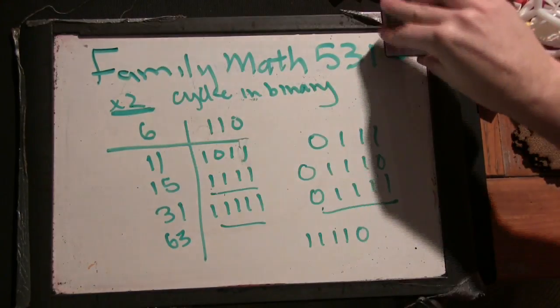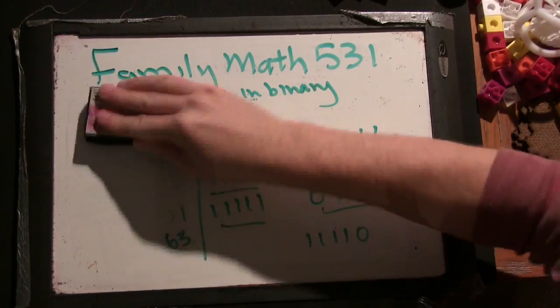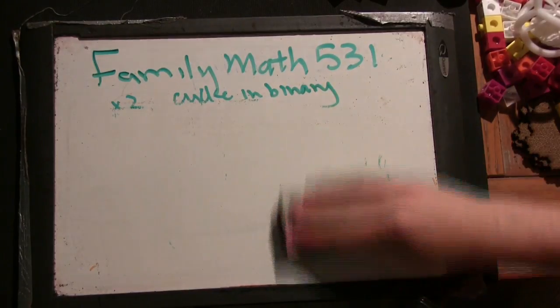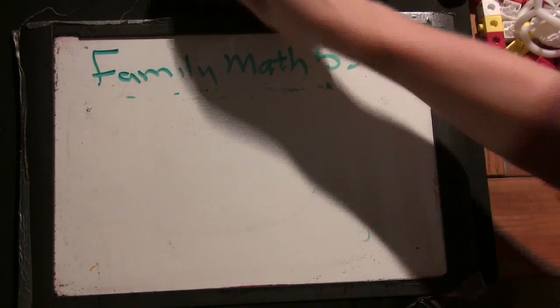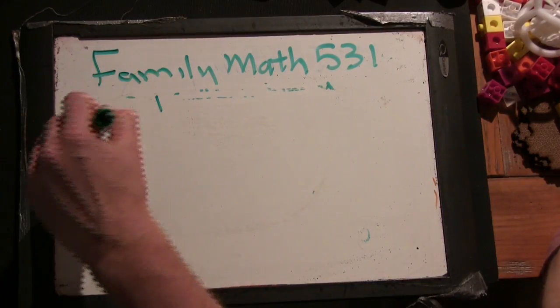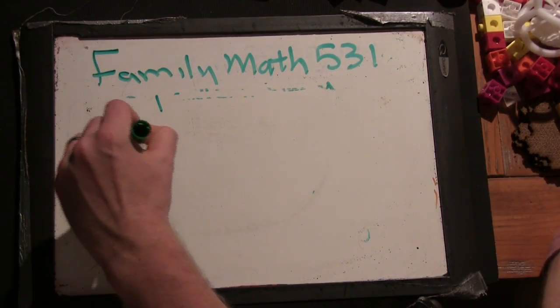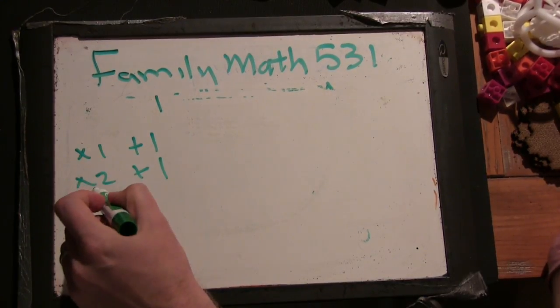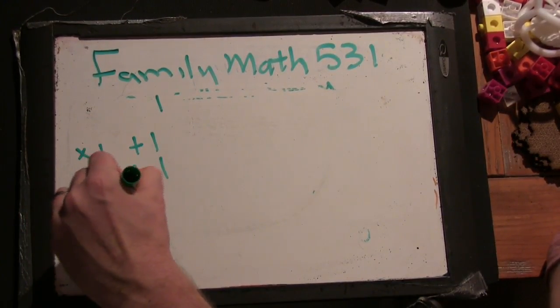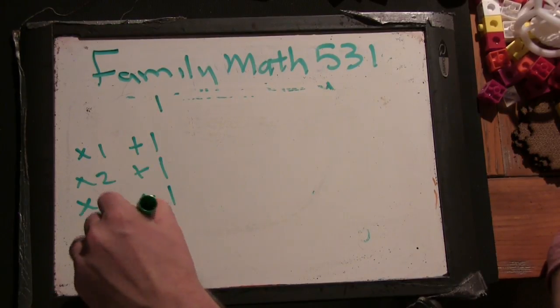So now that we have the procedure down, they started making a list, always where they started at 1. Okay, so we're starting with the number 1 now every time. So this is I'm going to go times 1 plus 1, times 2 plus 1, times 3 plus 1, remembering the cycles. Is this in base 10 or base 2? In base 2.